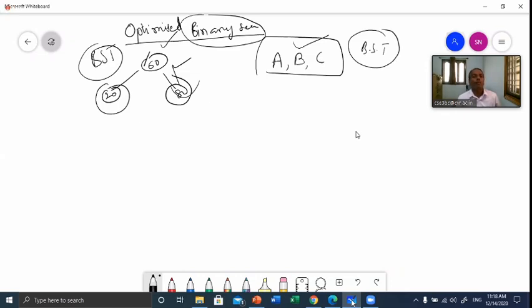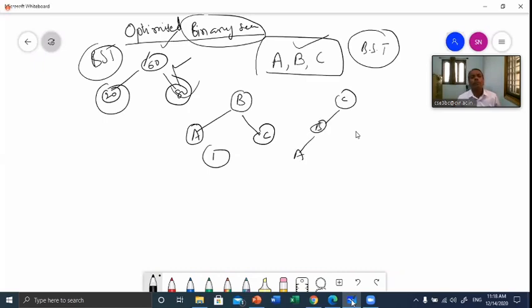Then we have many ways. For example, one way is I can construct B on top, A is less than B, and C is more than B. Okay, this is also one binary search tree. And one more binary search tree is C is here, and this is B, and this is A. This is also correct. Why? Because A is less than B, B is less than C. Right side, nothing is there. This is the second option. Okay, one more is there. Let us say A is here, and this is B here, and this is C here. This also I can construct.